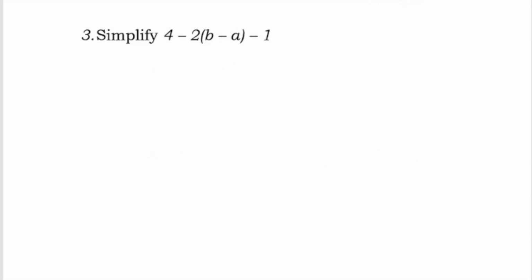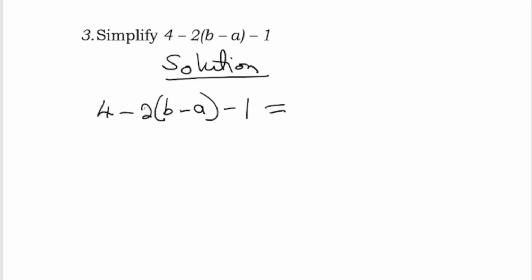And another one is this one. Let's look at how we're going to handle it. So we are given 4 minus 2 bracket b minus a bracket minus 1. Like we did in number 2, we'll do the same. In this case, you can see that there appears to be a number there, which of course is negative 2. So we're going to have 4. Negative 2 times b will give us negative 2b. The negative 2 times negative a will give us 2a, and then minus 1 at the end.